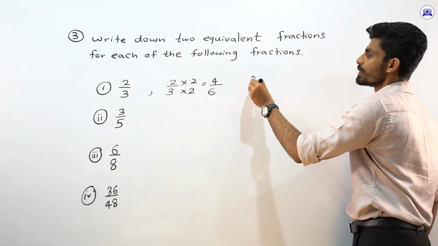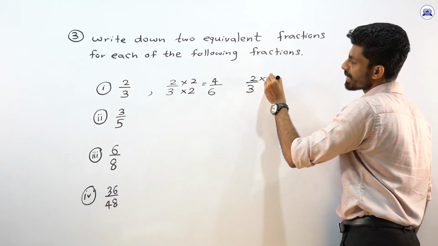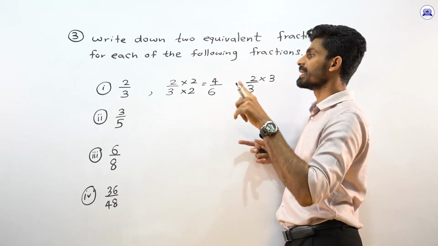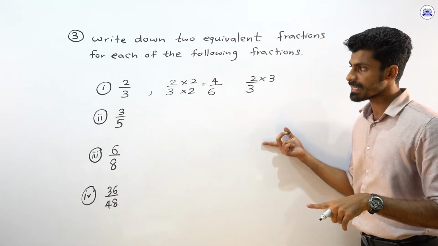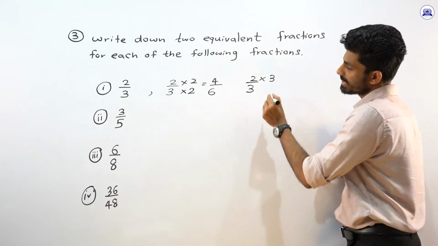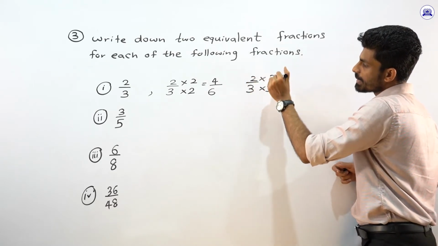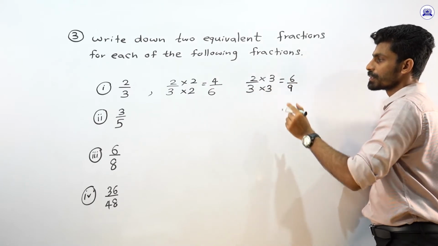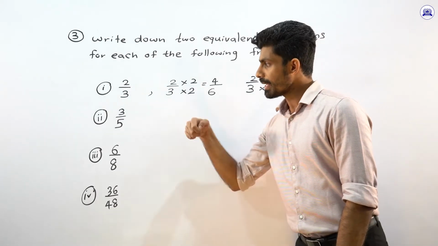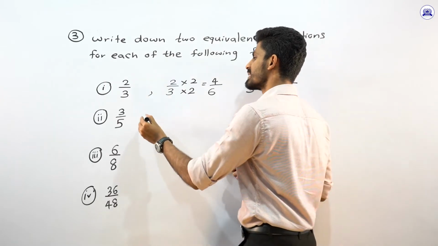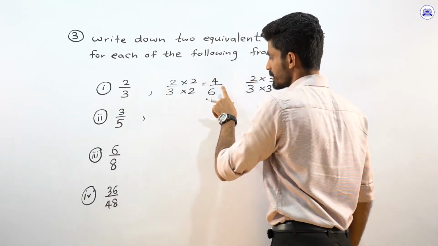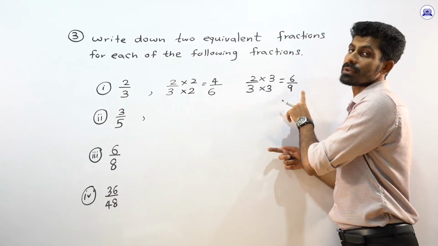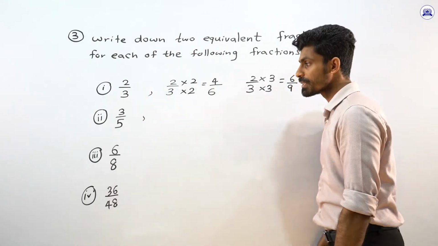Or 2 over 3 multiplied by, you can take 3. You can take any number, but you have to multiply the numerator and the denominator by the same number, right? That is the theory. 2 into 3 equals 6. 3 into 3 equals 9. So 4 over 6 is equal to 2 over 3. 6 over 9 is equal to 2 over 3.